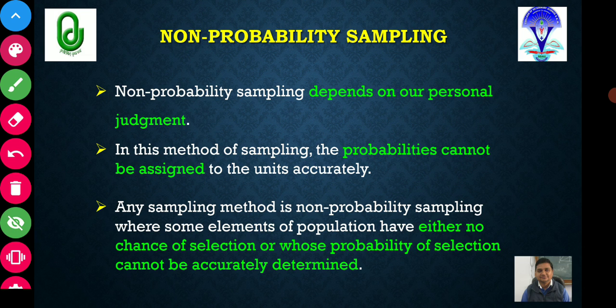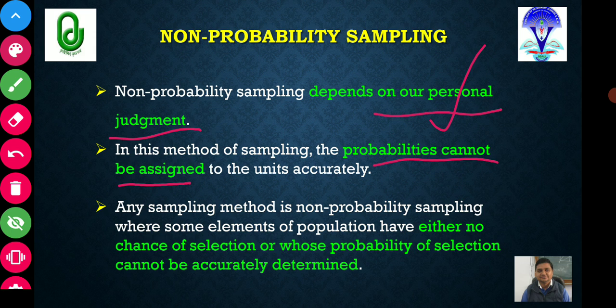Non-probability sampling method depends on personal judgment. It depends on the personal judgment of the researcher. We will see how it depends on personal judgment. In this method of sampling, the probabilities cannot be assigned. What we had seen in probability sampling was that there was a certain kind of probability associated with the observations or the samples. But here in non-probability sampling, probability cannot be assigned to the unit.